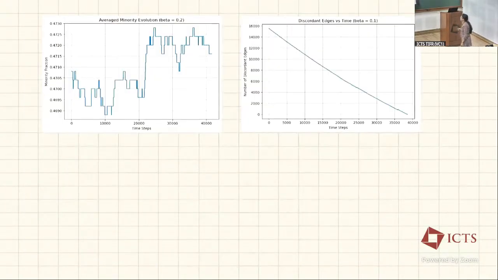Here we are plotting minority fraction along this axis and the time steps. From this graph also we can see the minority fraction stays around 0.45 and 0.5. So this is for beta equal to 0.2, which is small. And this is the discordant edges, disagreeing edges, over the time steps. We get from this that disagreeing edges are continuously decreasing as we are reaching the absorption state.